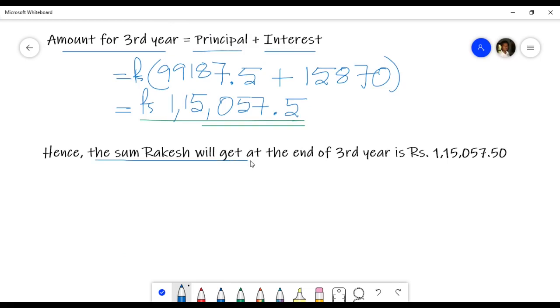Hence, the sum Rakesh will get at the end of the third year is 1,15,057 rupees and 50 paise.